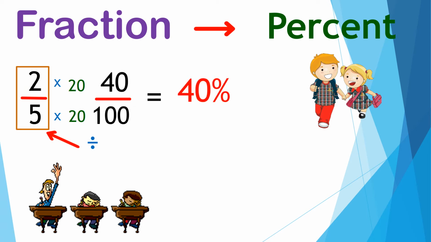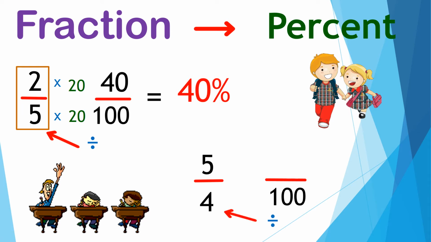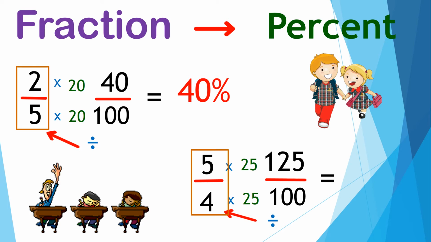What about improper fractions like 5 over 4? We'll do the same. Percent is a special fraction with the denominator of 100. Simply divide 100 by 4 or think of a number to multiply by 4 that gives you 100. And that number is 25. Same thing, you need to multiply 5 by 25 and you get 125. So 5 over 4 is 125%.